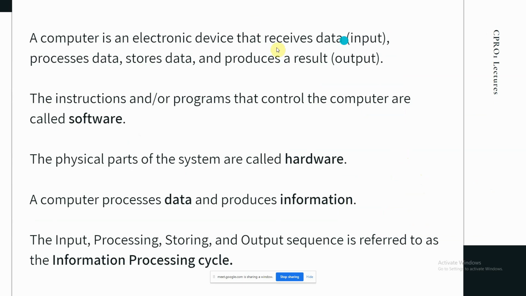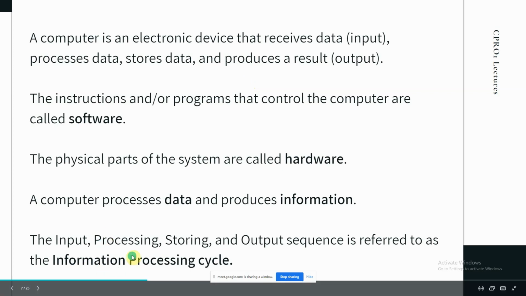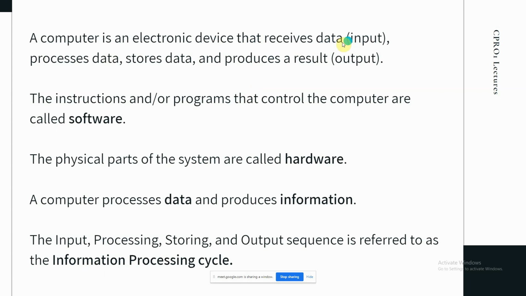Then now for the definition of computer, we have four processes which we call the information processing cycle. So we start with receiving data for input, then we process it for the processing step, and then we store the data, and then we produce an output as a result. So we have instructions or programs to control the computer to execute our needed documents.